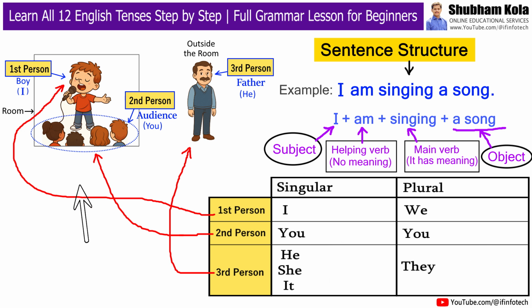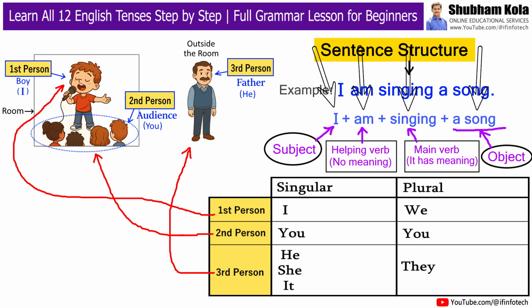So based on the image, first person is I, that is the speaker. Second person is you, the listeners, the audience. And the third person is he or she. In this case, the father is outside the room, which is the third person. Now let's come back to our full sentence. I am singing a song.